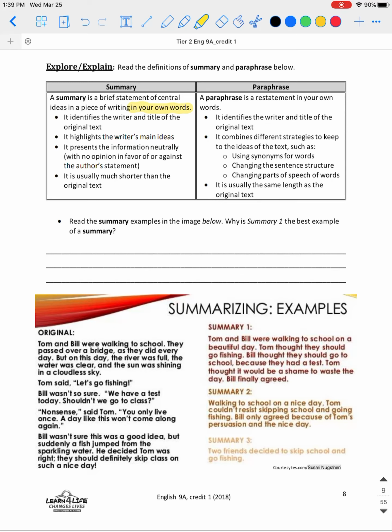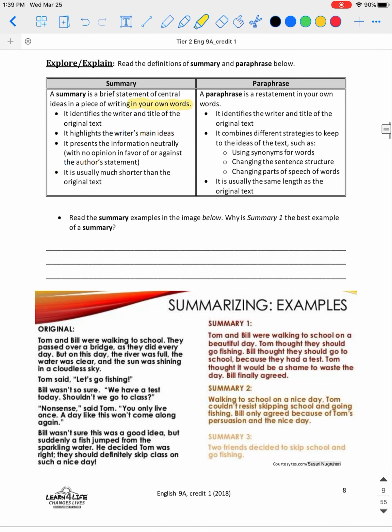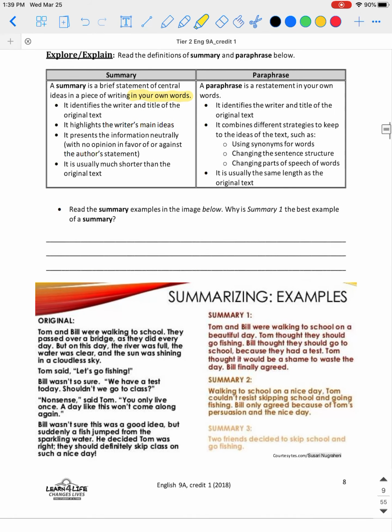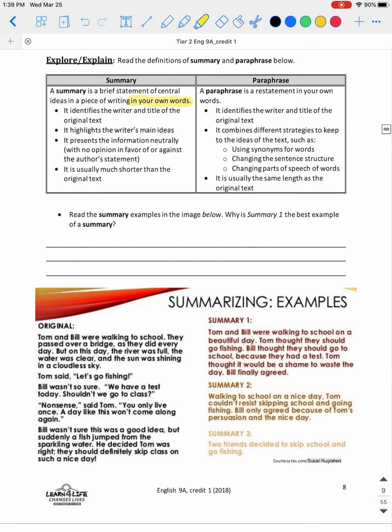So, for the examples to the right, the question above is asking why summary 1 is the best example. And so we can look at it. If we're looking at summary 3 first, it doesn't give any detail or reason why the two skipped class, right? So it says 2 friends decided to skip class and go fishing. It doesn't give them their name. It doesn't give any detail. It's just very vague. 2 friends decided to skip school and go fishing.